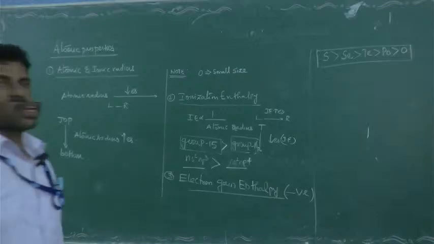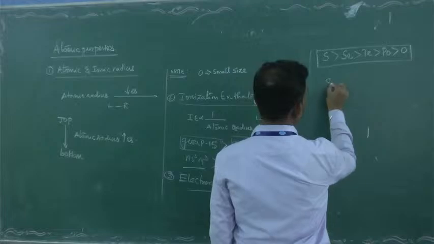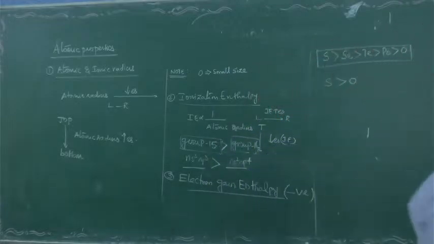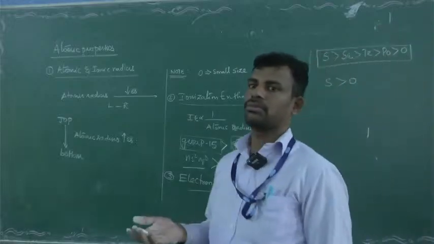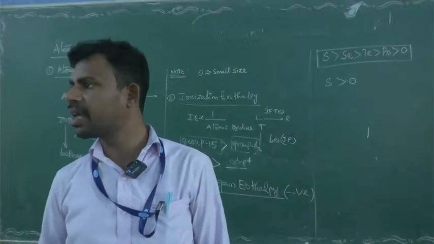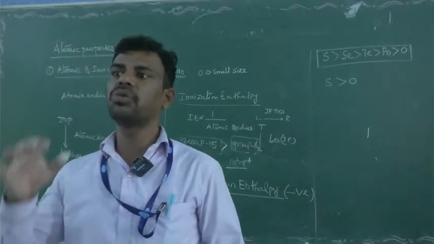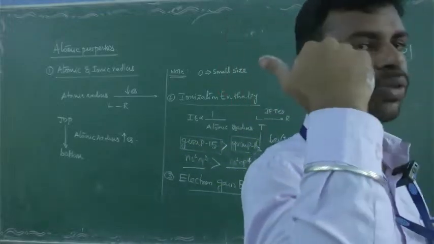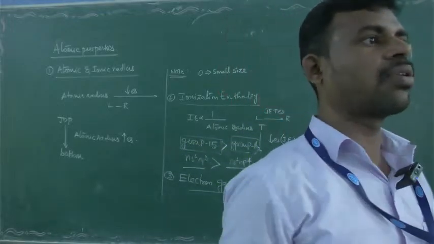This is very important in terms of sulfur and oxygen. Which one has the more electron gain enthalpy? Sulfur. Why? Sulfur or oxygen, which has more? The answer is sulfur. Why does oxygen have less? Negative electron gain enthalpy means attraction is going to be more. If an electron is given, it takes it easily.